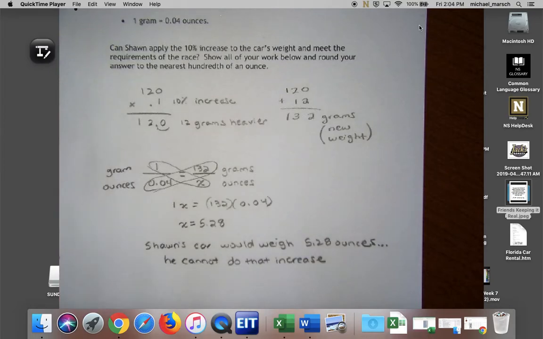So in my third period class, we went through and tried to figure out how much he could add to the weight. And it turned out he could add, I think, like 4% to the weight and still be under the 5 ounces or less rule. It was like 4.92. So let me see here. I'll do the math really quick. I'm already doing it on my calculator.